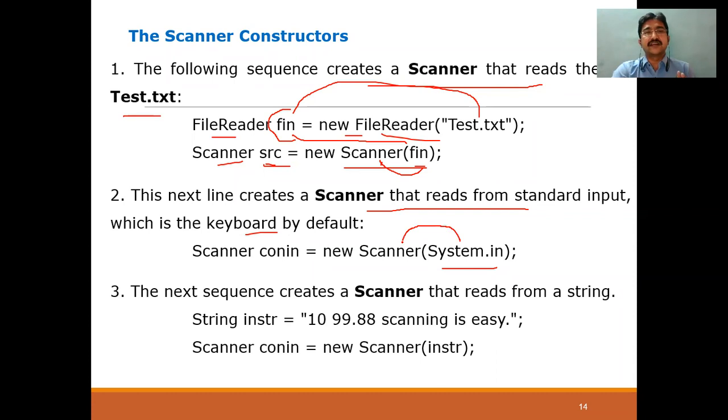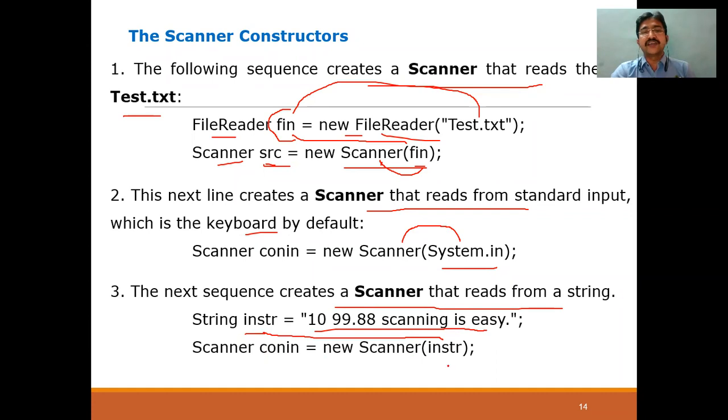Okay, so for this scanner constructor, the third constructor creates a scanner that reads from a string. So just assign a string to a string variable. That string variable is passed as a parameter, so from this string, it will read each string from that given string variable.